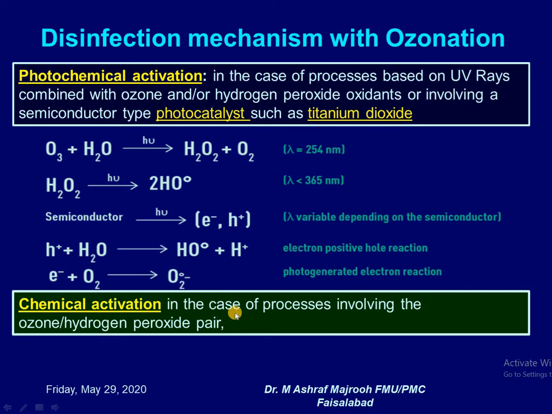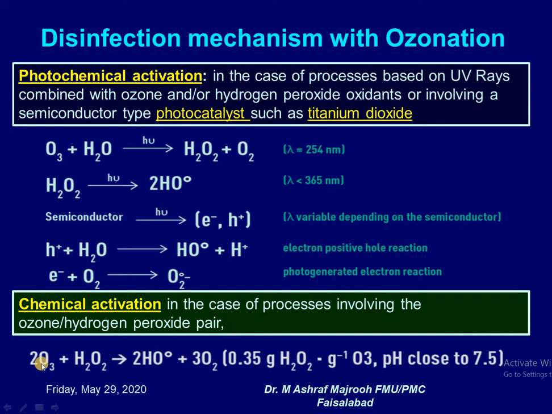The chemical activation process involves the combination of ozone with a hydrogen peroxide pair. In this reaction, ozone combines with H2O2, and it again produces the electron-positive hole reaction, and that causes disinfection through this chemical activation. So this is the mechanism of action of ozone for the destruction of bacteria.